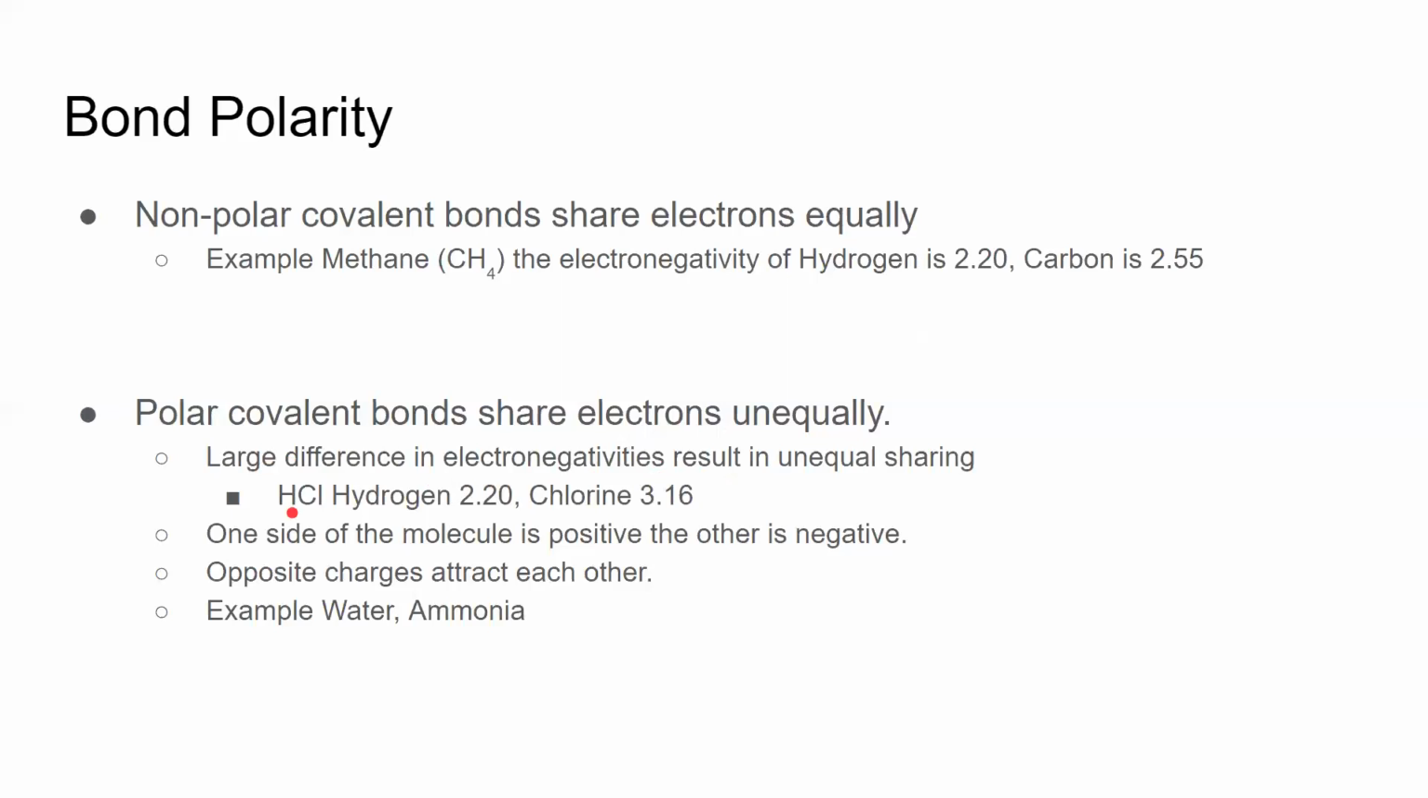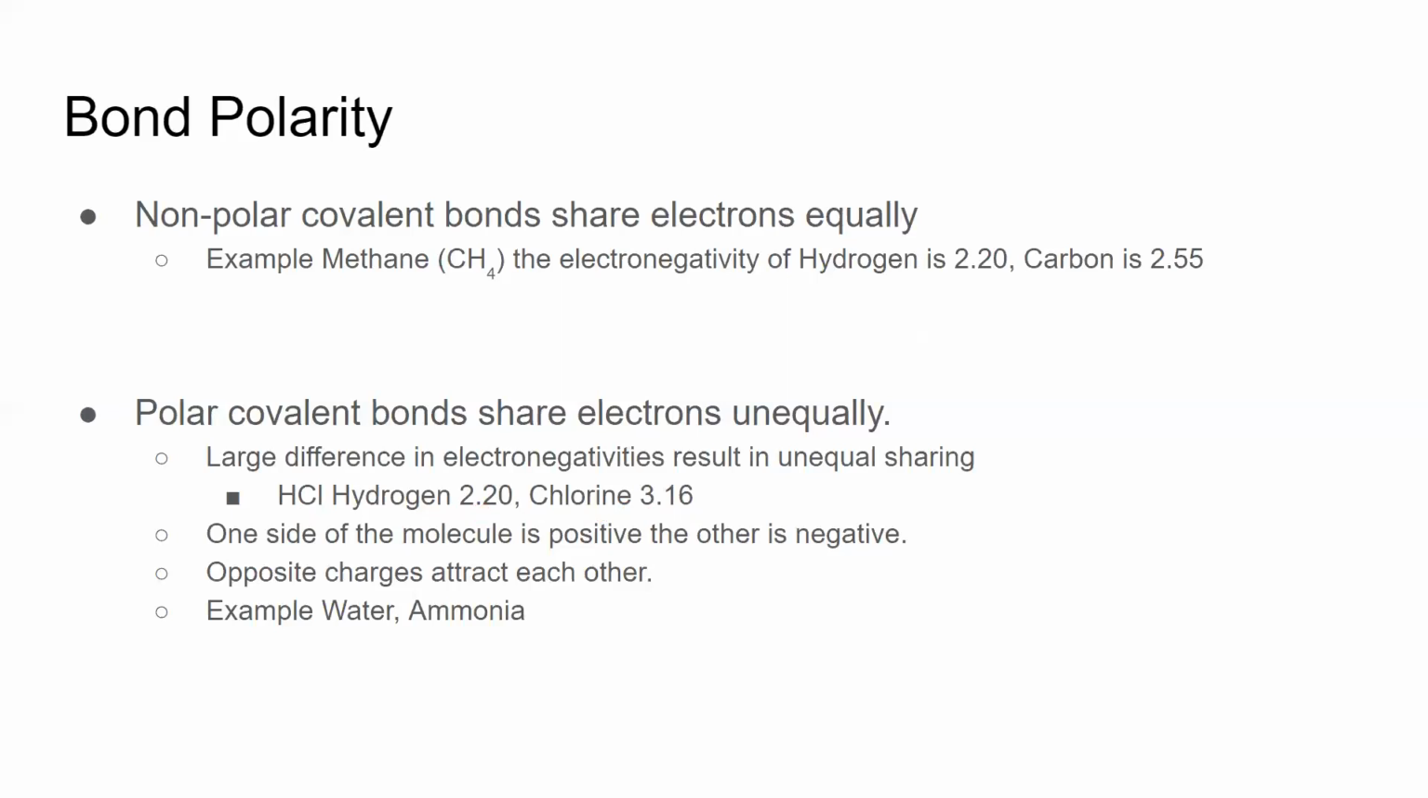So let's look at an example of HCl. Again, our hydrogen has an electronegativity of 2.2. Chlorine has an electronegativity of 3.16. That difference is greater than 0.4, but less than 1.7. So we're talking about a polar covalent bond. The electrons are spending more time around the nucleus of chlorine than they are around hydrogen. So when this happens, one side of the molecule becomes positive and the other becomes negative.